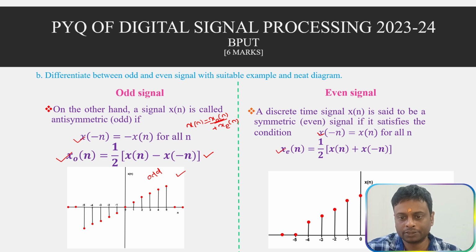This is where x of minus n equals x of n. What is x of minus n? Suppose x of minus 1 equals x of 1. So this sample amplitude and this sample amplitude are both the same, you can see.